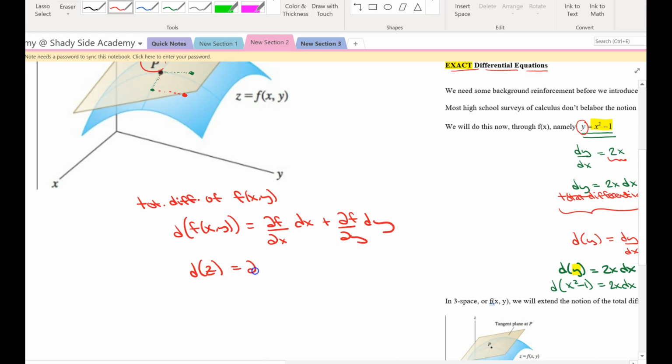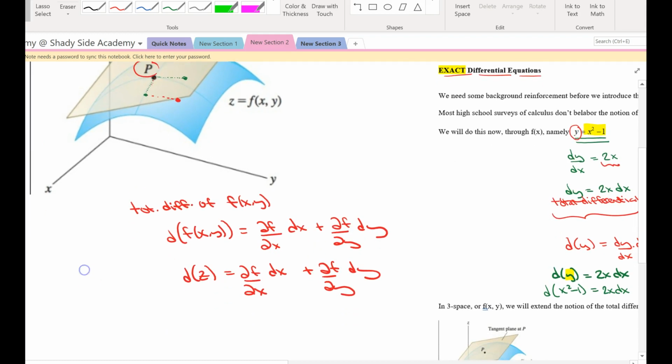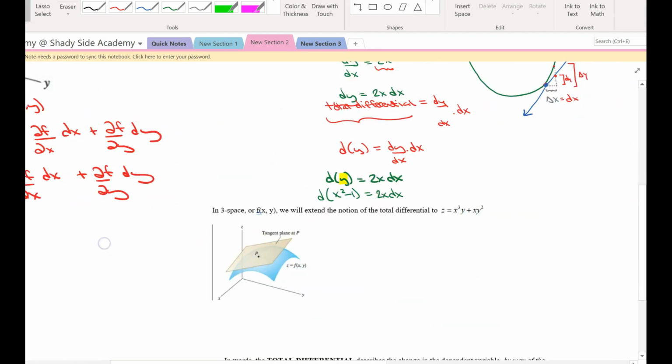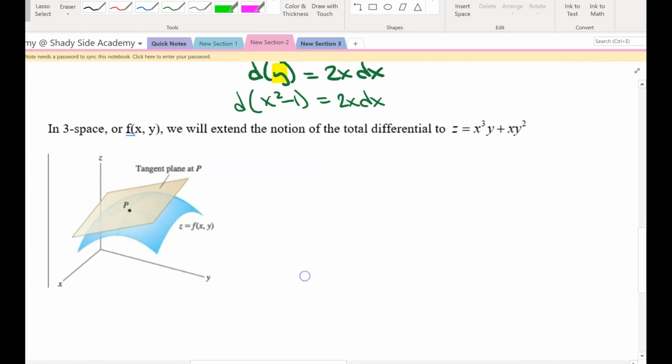dz equals the change in f with respect to x, dx, plus the change in f with respect to y, dy, right? So once again, we're talking about the total differential being the approximate change in z by way of a local linear approximation. Okay, let's go back here and here we go. All right, let's find this total differential with this function here.